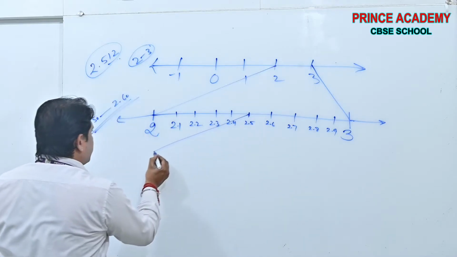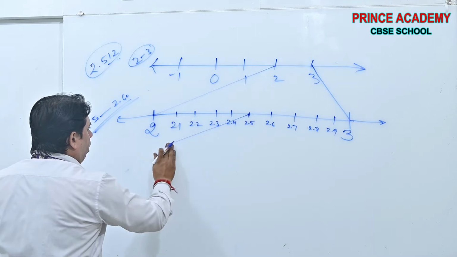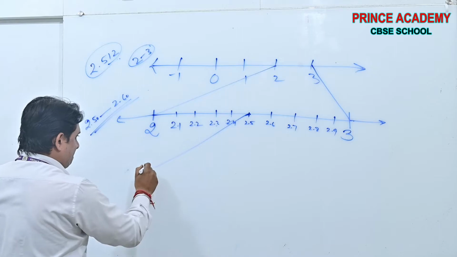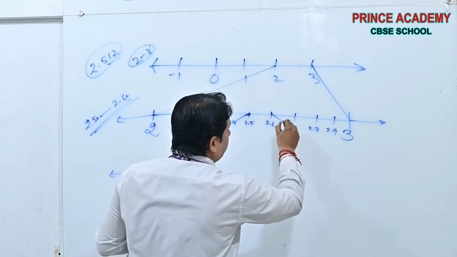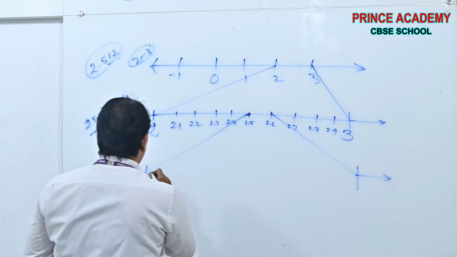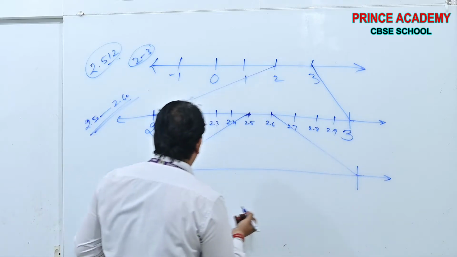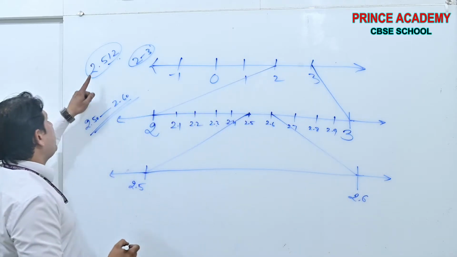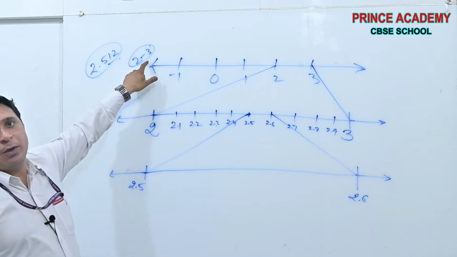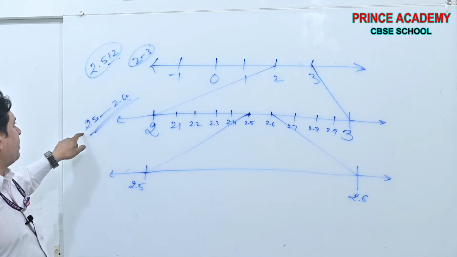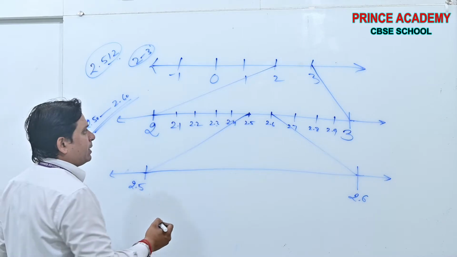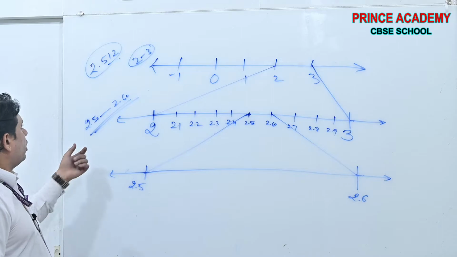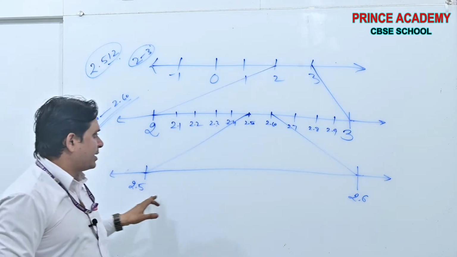What you will observe like this. You will observe it like this. Yes or no? This is 2.5 and this is 2.6. Yes or no? Because 2.51 is in between 2.50 and 2.60. See, but in this 2.5, it can be written as 2.50. Okay, now 2.51 is in between this and this.